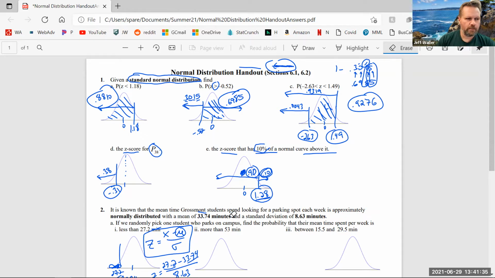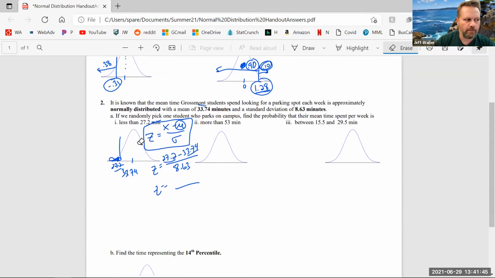All right. So the only difference between problem 1 and problem 2 is that in problem 1, they all start off as z-scores, so I just have to look on the chart immediately. In problem 2, they're all times, in minutes. I have to make them into z-scores, and then it's just like problem number 1.